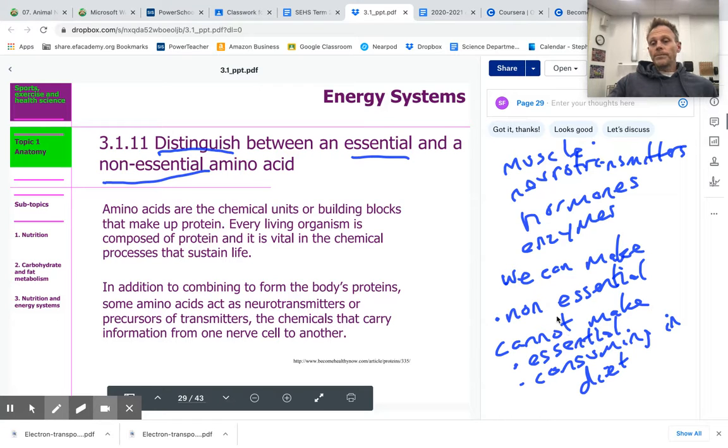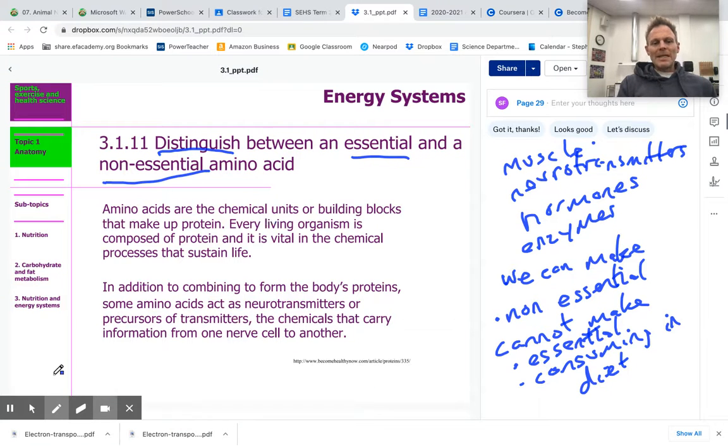Now, sometimes it's not simply that we can't make them, we just can't make them in enough quantity to satisfy our daily recommendation and be healthy, in order to function. So sometimes we make them in amounts that are just too small.